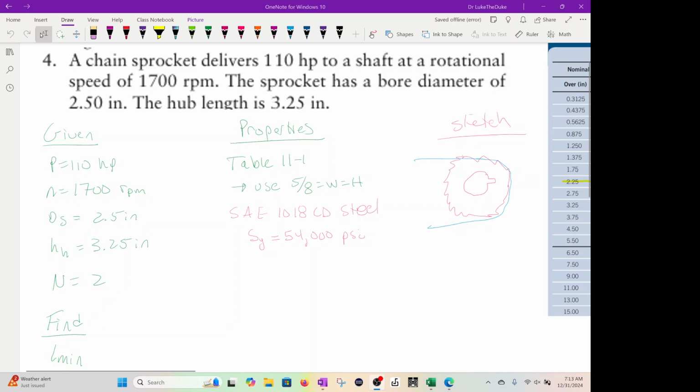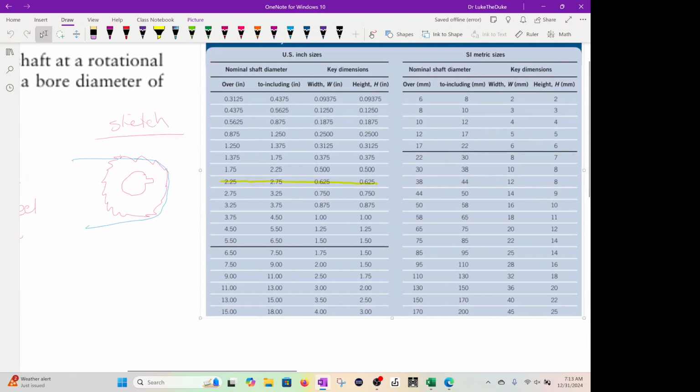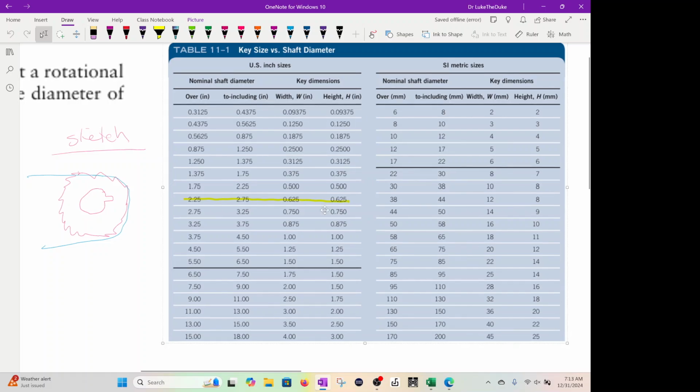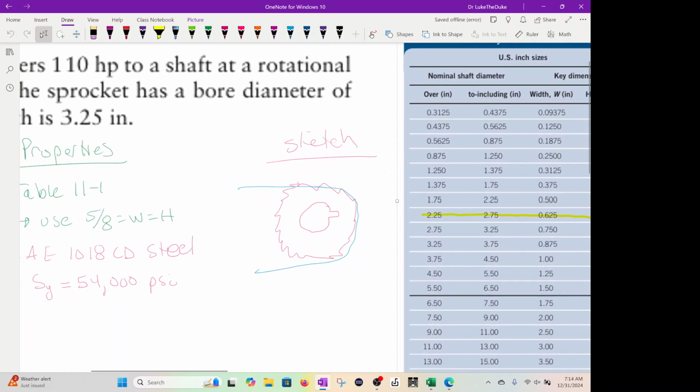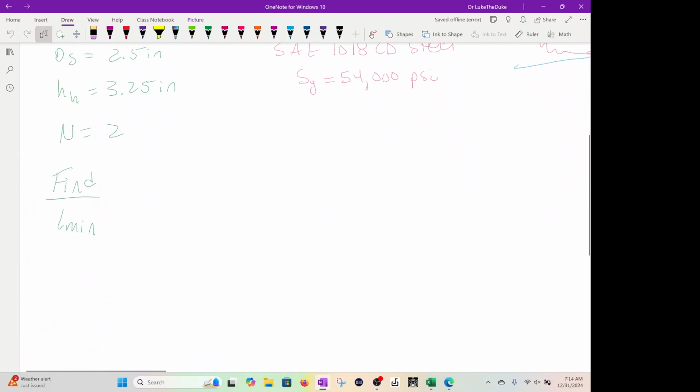We can actually, in the properties, find the width and the height of this key. All we need to know is the shaft diameter. So we scroll over to this table right here. And over here is shaft diameter. We're in between 2.25 and 2.75. So we go ahead and use this. So we can use a 5/8 width and height. So boom, those are already done. And again, this key is going to go into that sprocket to hold it onto that shaft. So let's go ahead and find what we need.